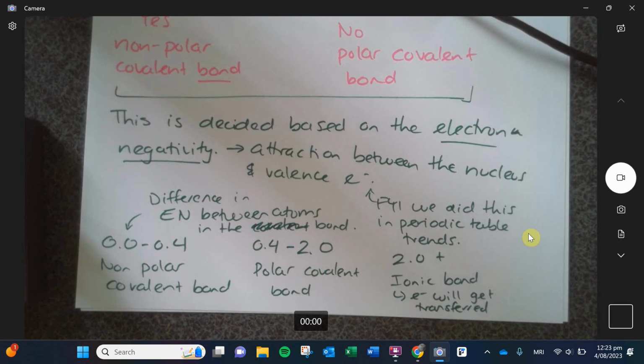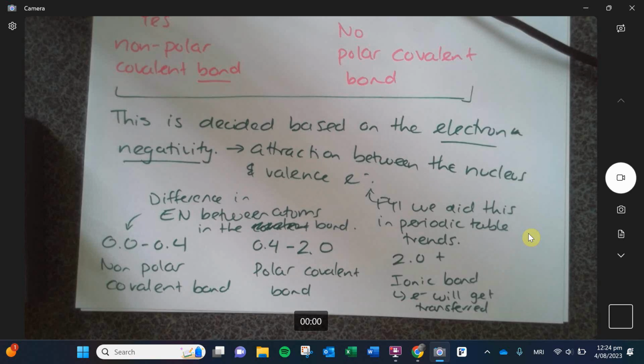Are we okay? All right. Does that make sense? Okay. So you need to think about bonds as a continuum and not as categories per se, because it really depends on what things are being bonded together.